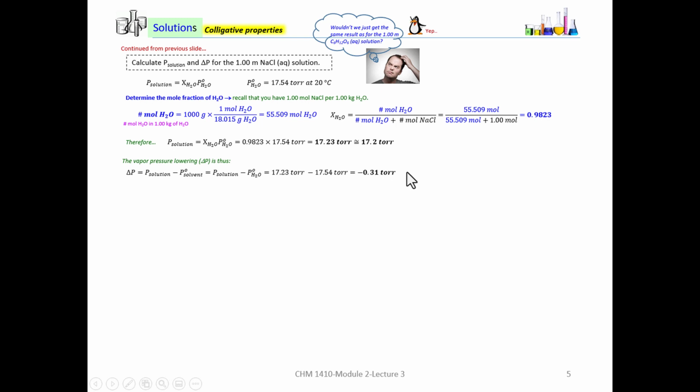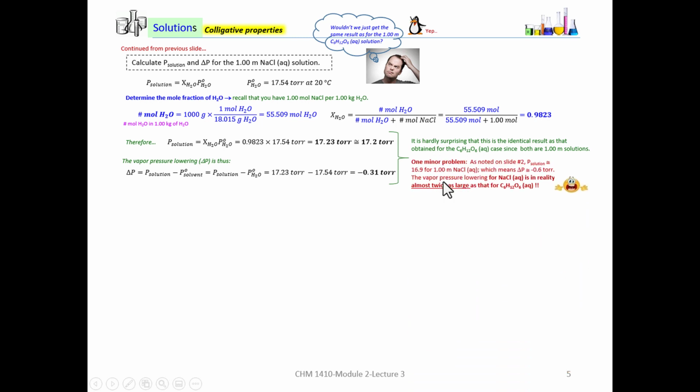Now remember, this is what we would get by using Raoult's law. And again, the result came out to be exactly what we got for the 1 mol solution of glucose, which shouldn't be too surprising since we used very similar numbers. Well, exactly the same numbers. So this is a hardly surprising result. There is a minor problem here in that this is wrong. And when I mean wrong, the calculation's correct. It just doesn't reflect reality.